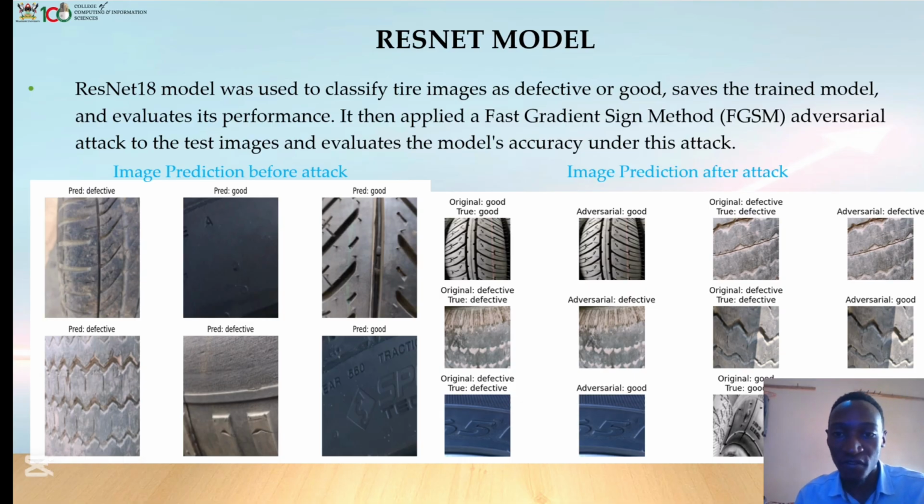And then we did an FGSM attack on the images after training the model to see whether it could still predict the output. The image shows the results before the attack, and on the other side you have images after the attack, and the model could still distinguish between good and defective tires.